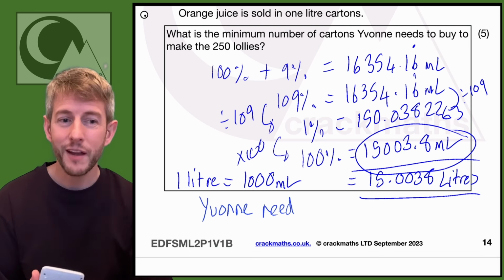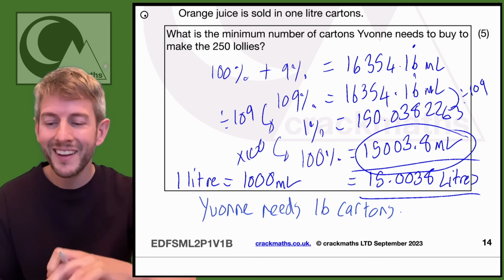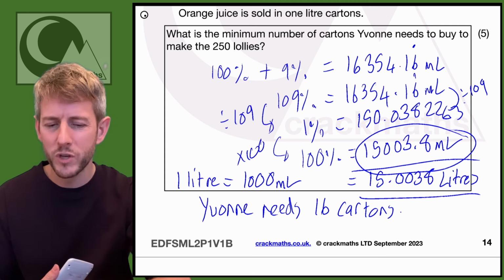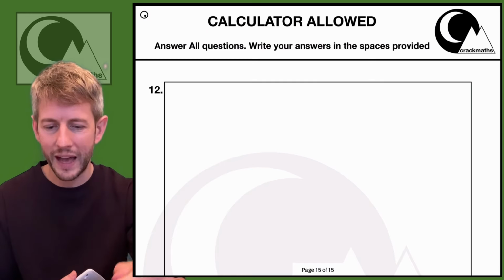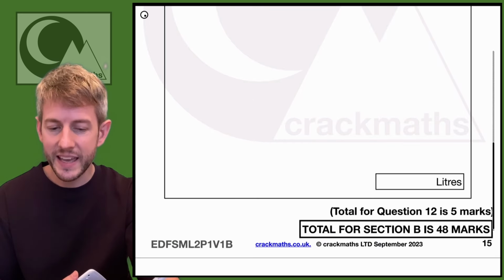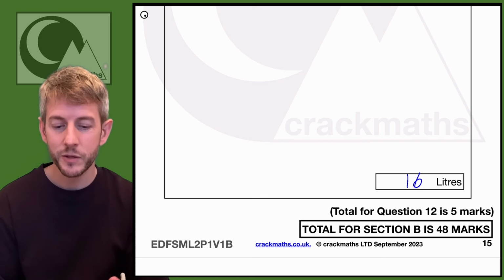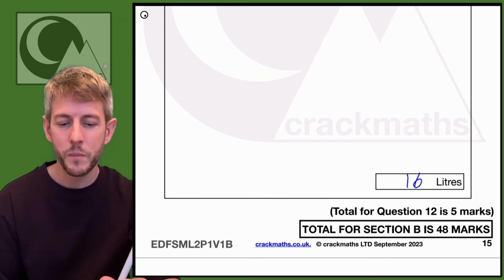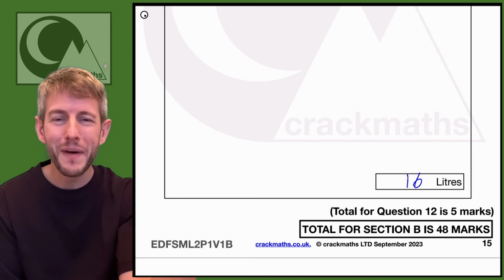Okay? Okay, right. There we go. And that's actually the last question. You'll notice on the past paper there was more space for that, but due to the screen, I didn't fill that out. But we could say here that she needs to buy 16 litres of orange juice in total. So there we go. That was section B, and that was out of 48 marks. Well done if you've made it this far.